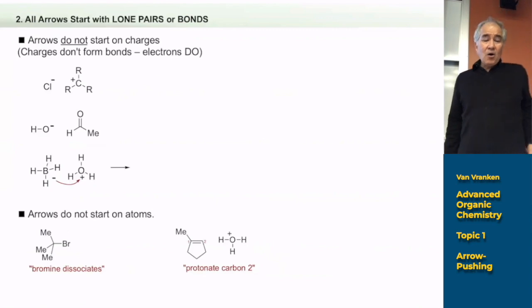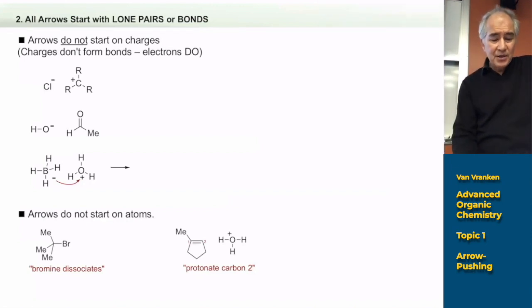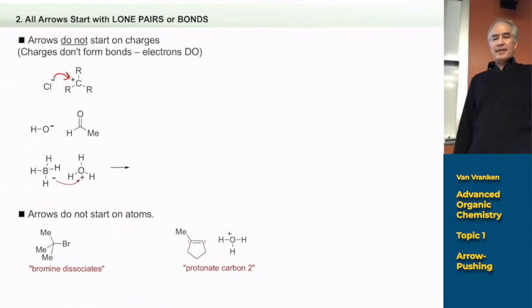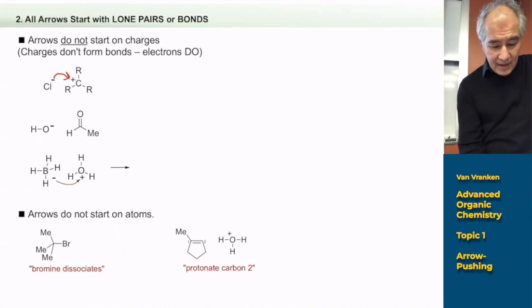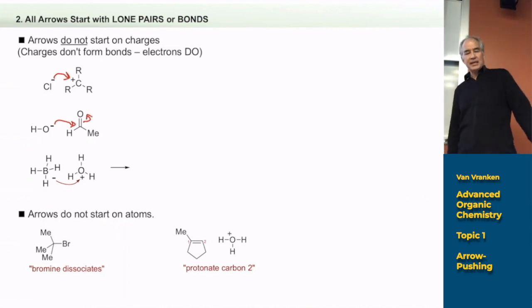So I said all arrows start with lone pairs or bonds, and probably when you learned organic chemistry in your introductory class, you learned to think of things in terms of plus and minus. Why does chloride attack a carbocation? Well, it must be those charges there, right? That's why they attack each other. Why does hydroxide add to a carbonyl group? Well, it must be because of that negative charge, and carbon has a partial positive charge in the carbonyl.